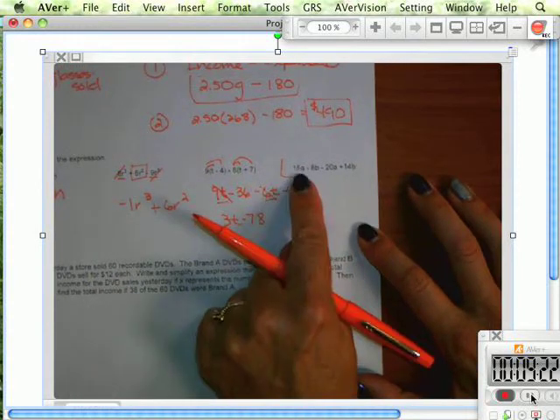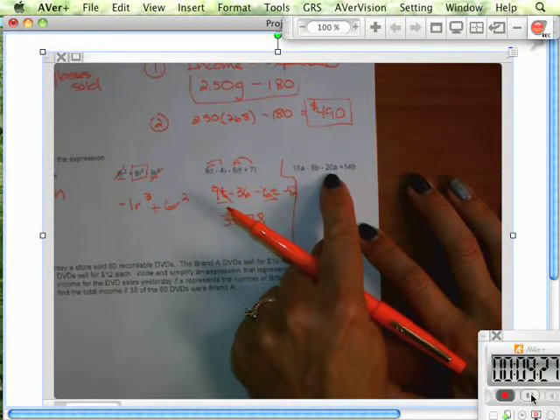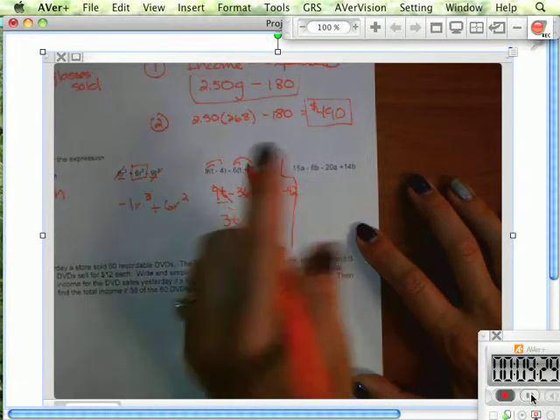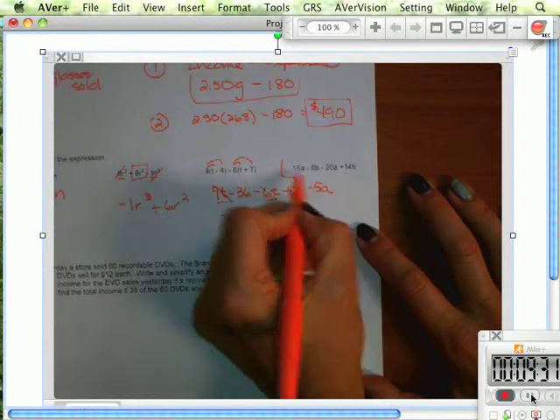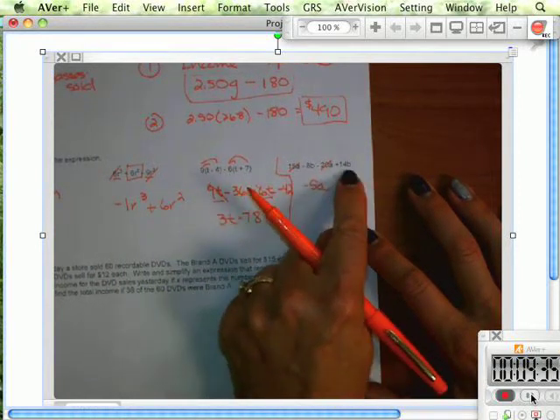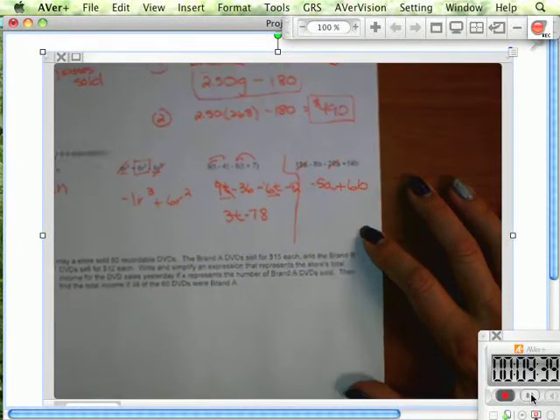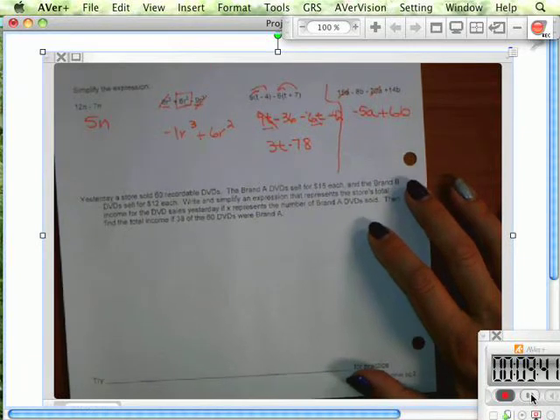Okay, this one here, we have A's and we have B's. We have 15 A's. Take away 20A. How many do I have? -5. Okay, those are gone. Negative 8B. Add 14B. What do we got? 6B.